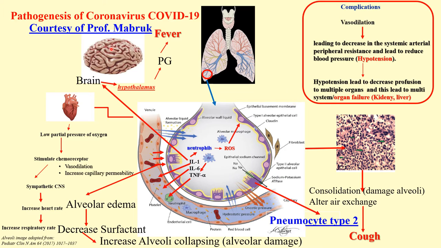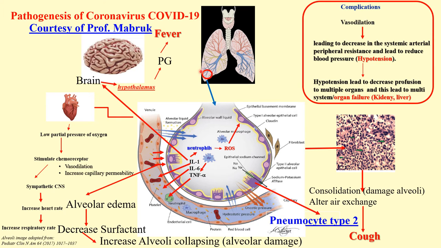This slide summarizes the pathogenesis of coronavirus COVID-19. As I have mentioned in the previous slide, coronavirus COVID-19 transmits from one human to another through a droplet. This droplet will enter the nose or the mouth of the individual. From the nose and the mouth, the virus will go and infect the nasopharynx. Once the virus infects the nasopharynx, it will remain there for up to 4 days. Then after that, the virus will go and infect the lung. In the lung, the virus will infect the alveoli.